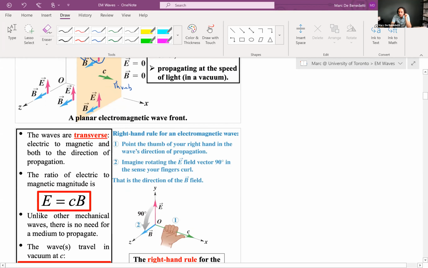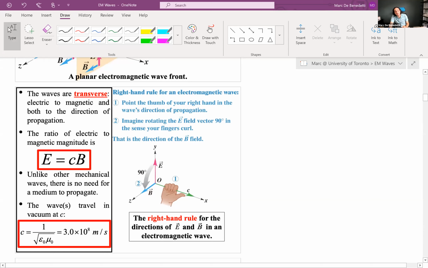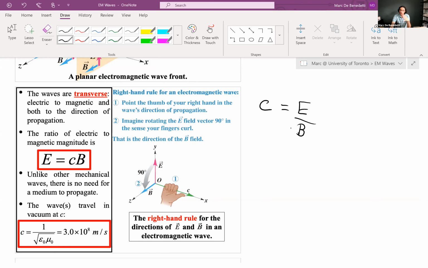Now, the intensity of the electric field compared to that of the magnetic field is scaled by the speed of light. Another way to write this is that the speed of light is actually defined to be the magnitude of the electric field divided by the magnitude of the B field. And the ratio of those two fields gives you the speed of light.